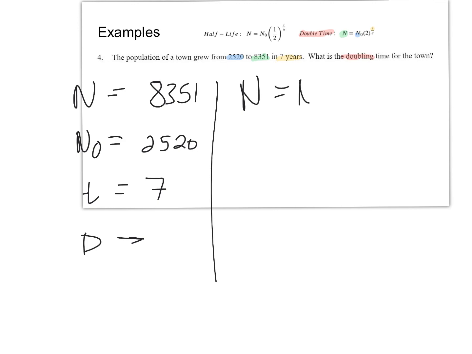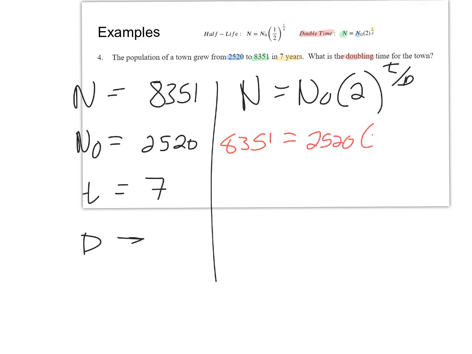N equaling NO with 2 raised to the T over D. Okay. So let's fill in what we know. Newer value, 8351. Equals original value, 2520. Times 2. Time is 7 years, so 7 over D, I don't know what that is.